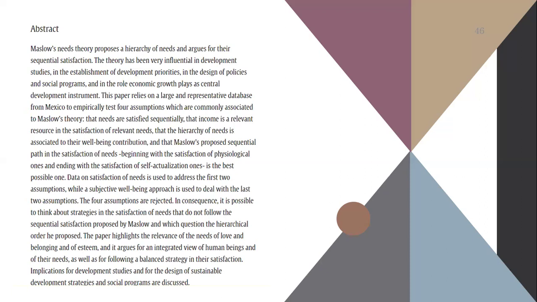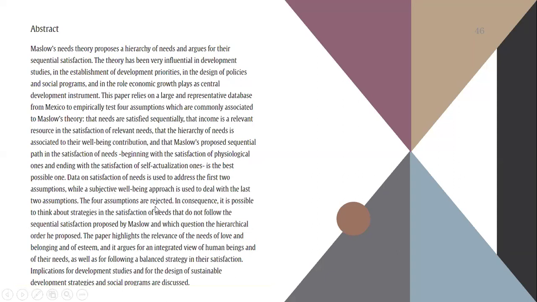This paper relies on a large and representative database from Mexico to empirically test 4 assumptions which are commonly associated to Maslow's theory: that needs are satisfied sequentially, that income is a relevant resource in the satisfaction of relevant needs, that the hierarchy of needs is associated to well-being contribution, and that Maslow's proposed sequential path in the satisfaction of needs, beginning with the satisfaction of physiological ones and ending with the satisfaction of self-actualization ones, is the best possible one. Data on satisfaction of needs is used to address the first 2 assumptions, while a subjective well-being approach is used to deal with the last 2 assumptions.